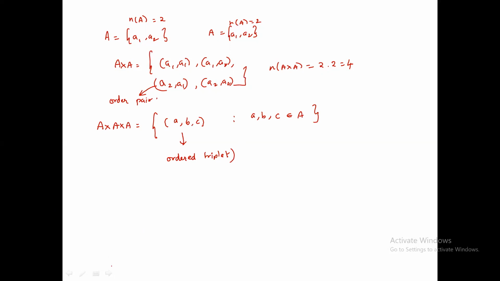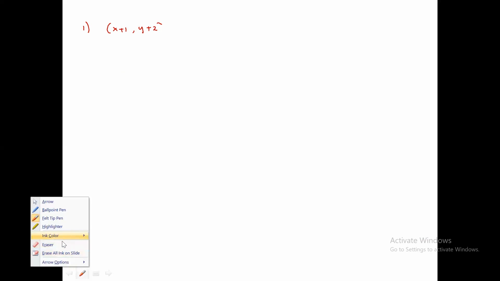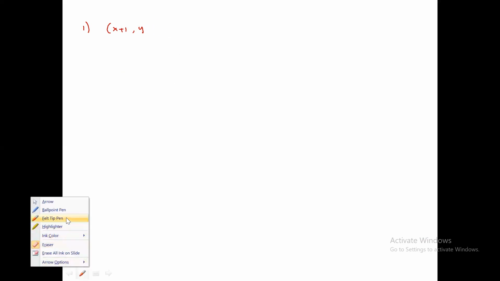So now we can start problems based on this. At the most, around 6 problems we will try to do. First one is, if (x plus 1, y minus 2) equal to (3, 1), you have to find what is x, what is y.